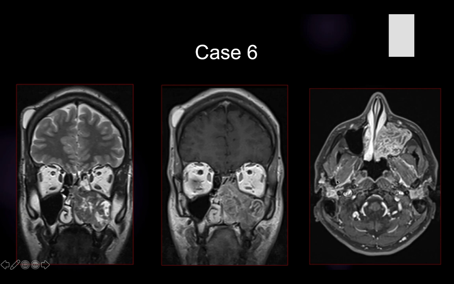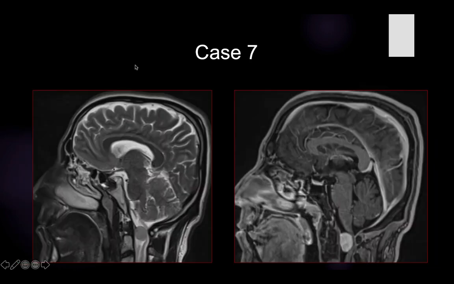In these post-contrast images, we can also see alternating layers of enhancing and non-enhancing tissue, which represents the convoluted or striated pattern, which is typical of inverted papilloma. So this is a typical case of left maxillary antrum inverted papilloma.